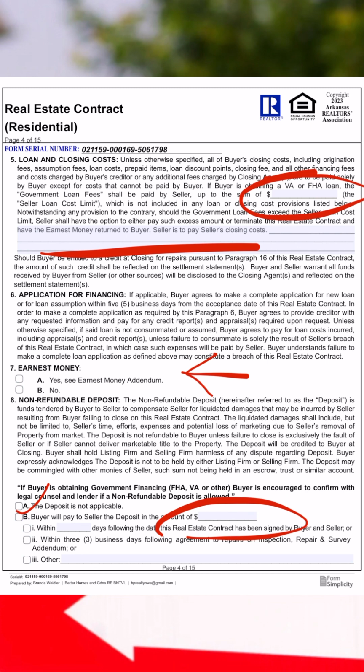Let's go on to number 6, application for financing. This is where the contract is actually an explanation to the buyer saying that once this contract is accepted, the buyer agrees to complete a loan application within 5 business days and also agrees to pay for any fees incurred by the lender. So any appraisal fees or credit reports or anything like that. That's what Section 6 is. Not super important for you, except to know that those buyers have 5 days to complete their application.